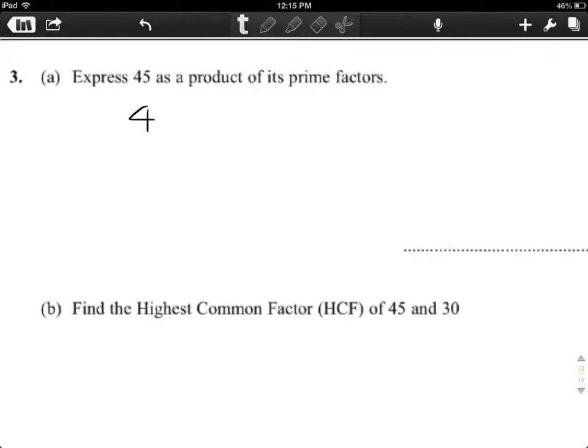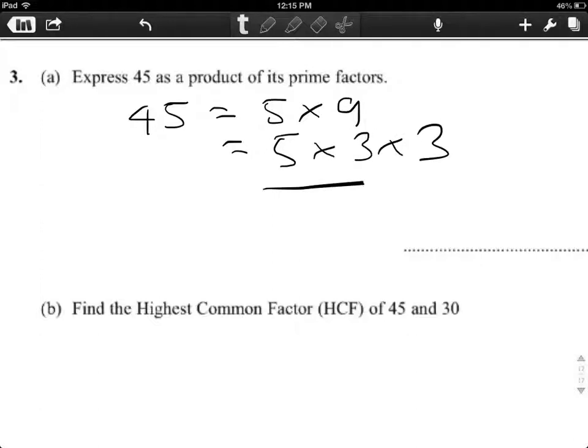45 as a product of prime factors. So 45 equals 5 times 9, which equals 5 times 3 times 3. So there's your answer. The order doesn't matter.